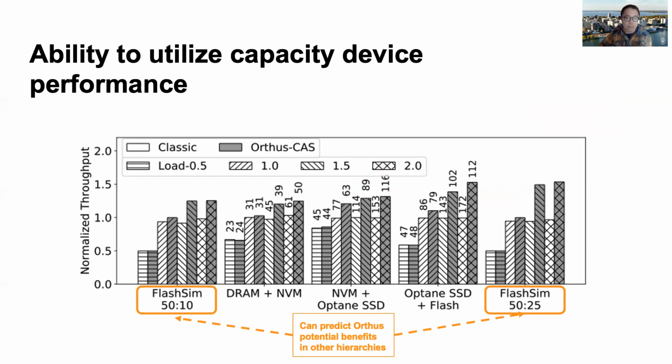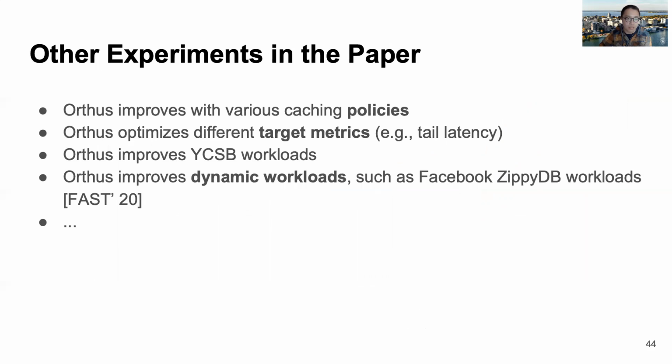Finally, there can be many more hierarchies than we can investigate. Our results with simulated hierarchies can help users to predict how much benefit they can get when applying Orthus in their cases. We provided Orthus results in simulated hierarchies with 5 times and 2 times performance difference. Due to time limit, we will only leave pointers to many other experiments in the paper here.